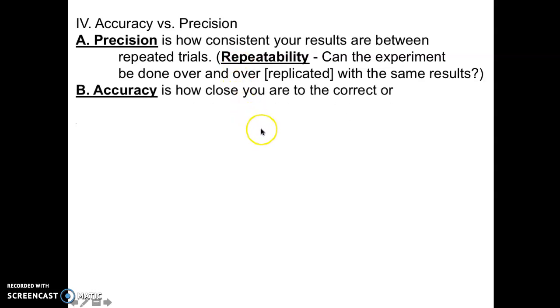The other thing is accuracy is how close you are to the correct or the accepted value. Okay. Say, for example, if I'm going to do an experiment to see how many mice live in the field out here, okay, or I could be deer in a state park or something like that.